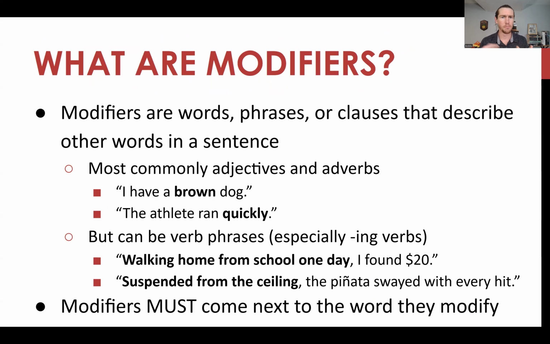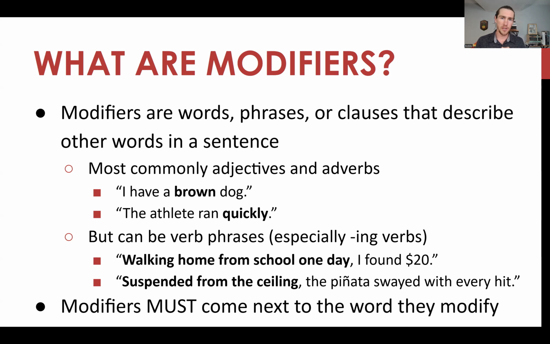So let's talk about the word modifier. What is a modifier in English? Modifiers are words, phrases, or clauses that describe other words in a sentence. The most common examples that we use every day would be adjectives and adverbs. Like if I told you I have a dog, it changes the meaning if I told you I have a brown dog, right? I modified the meaning of the word dog. Or if I said the athlete ran, it's different from saying the athlete ran quickly. Quickly is describing the word ran, it's modifying it. So a modifier just adds an extra definition to a word.